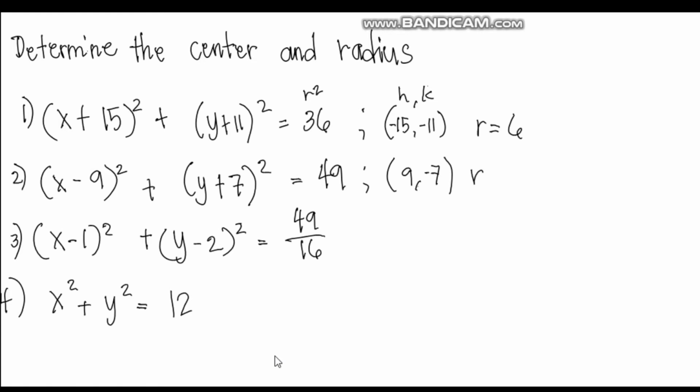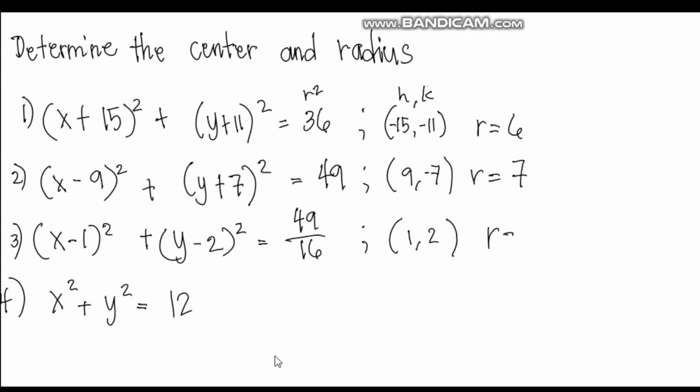So, kunin naman natin ang radius. Square root ni 49 is 7. So, the center is 9 and negative 7. The radius is 7. So, number 3, kunin naman natin ang center, negative 1 and negative 2. Kapag kinuha natin yung center, 1 and 2, kasi nagbabaliktad nga ng sign. So, 1 and 2 is the center.